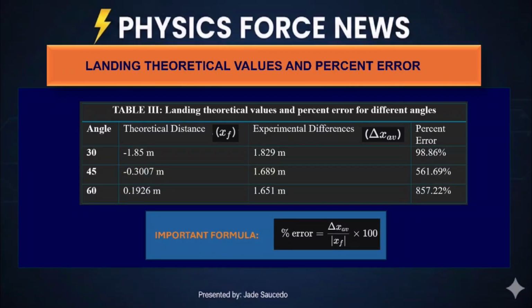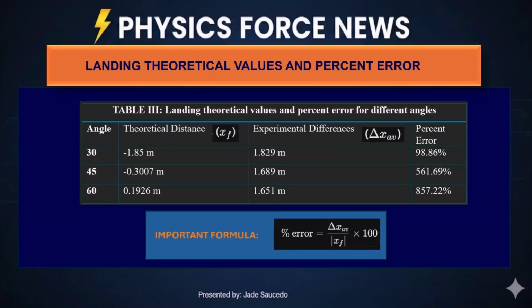Part 2, the angled launch challenge. Now we tilt the launcher to 30 degrees, 45 degrees, and 60 degrees. The velocity splits into horizontal Vx and vertical Vy components. Using trigonometry, we find our initial speeds for each direction. For a 30-degree angle, our Vx was 2.90 meters per second, and our Vy was 1.67 meters per second.